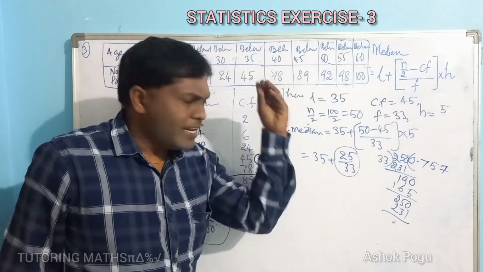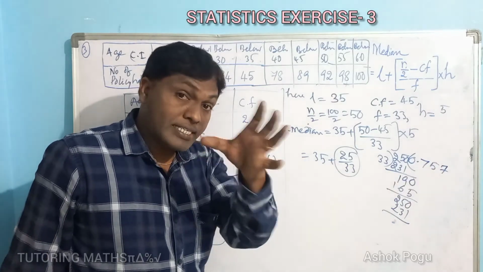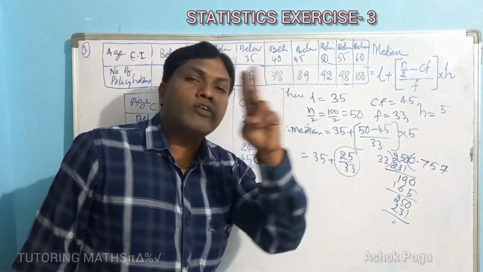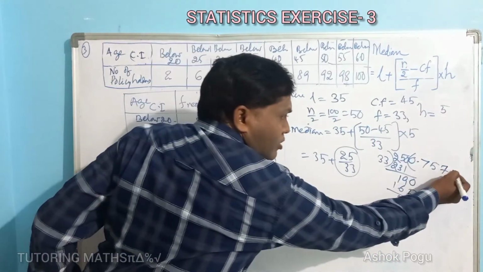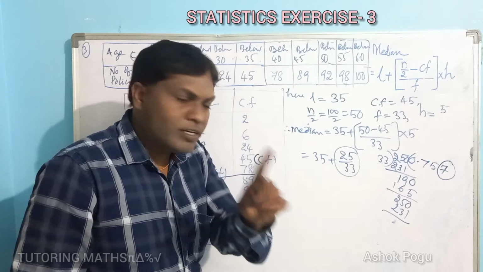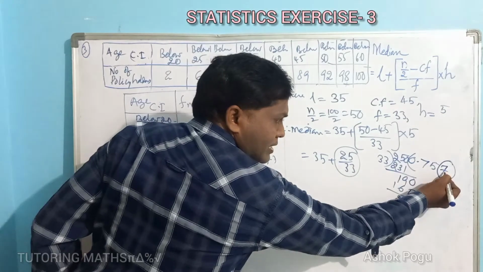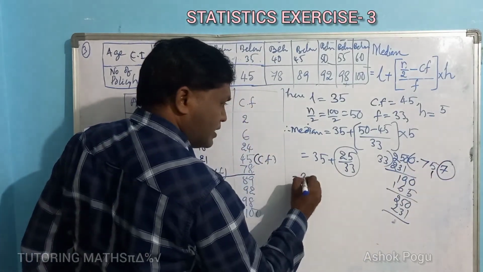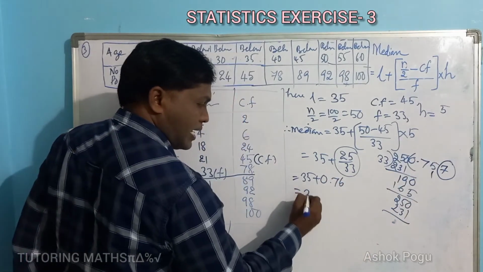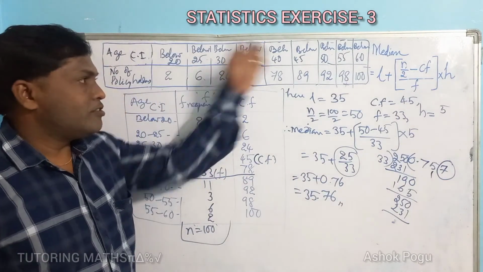Already I have told you, in any question from this chapter, first find the value in 3 decimal places and correct it to 2 decimal places. Here, if the third decimal place is equal to 5 or greater than 5, add 1 to its preceding digit, or if it is less than 5, neglect that value. So it is greater than 5, you get 1, add it, so we get 35 plus 0.76, and the answer is 35.76. So this is the median of this data.